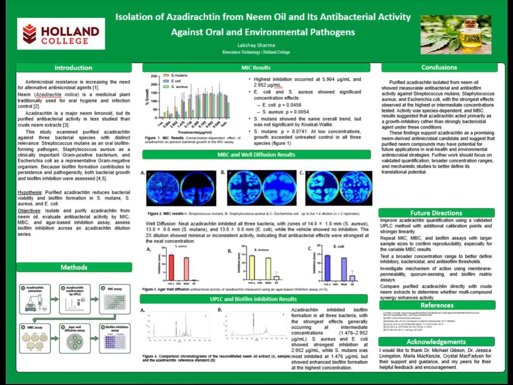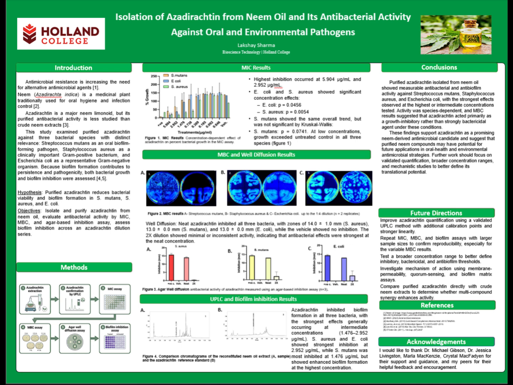MBC results were more variable. For E. coli, no growth was seen in one replicate at the highest concentration, suggesting possible bactericidal activity. For S. aureus, growth was seen at all tested concentrations. For S. mutans, results were a little inconsistent between the replicates, showing that the inocula taken from the wells grew on my agar plates.